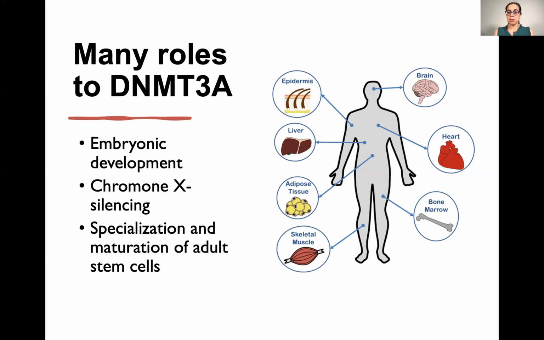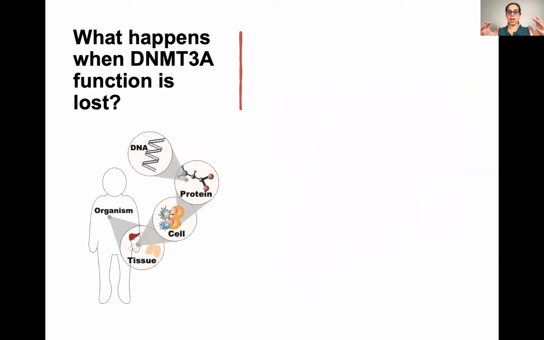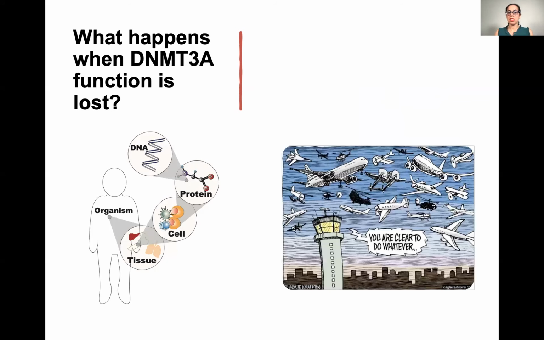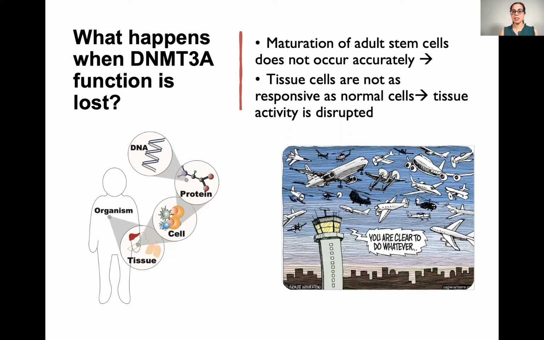And when we lose DNMT3A, what happens is you can imagine losing the master regulator who tells the DNA what to do, which changes our DNA, and then vice versa, changes our proteins and our cells and our tissues. So when you think about it, it's really like losing a control tower in a busy airport, and now all the planes have nowhere to go. And that means that for our cells, you change the way the stem cells make other cells in the tissue. And that's why you also change the way the tissue responds.